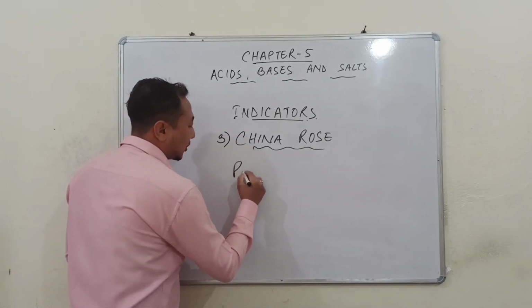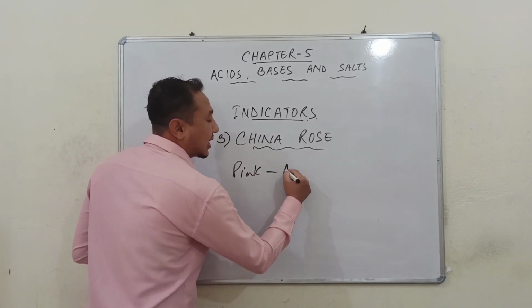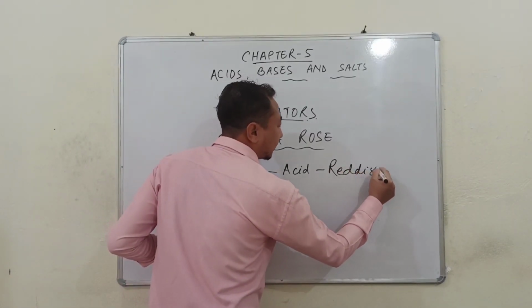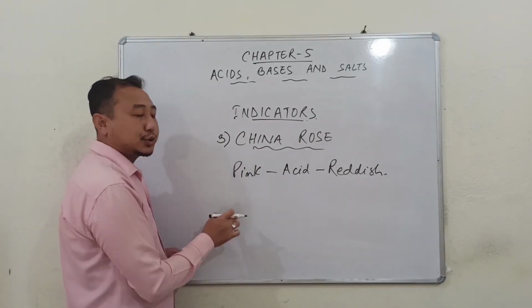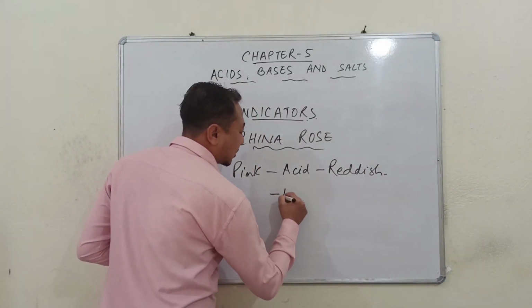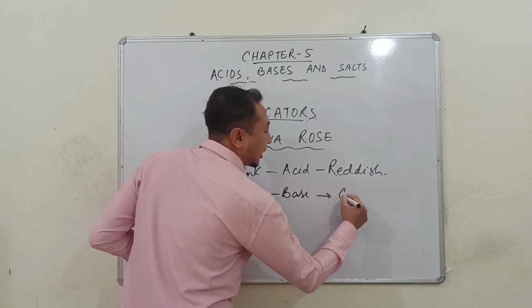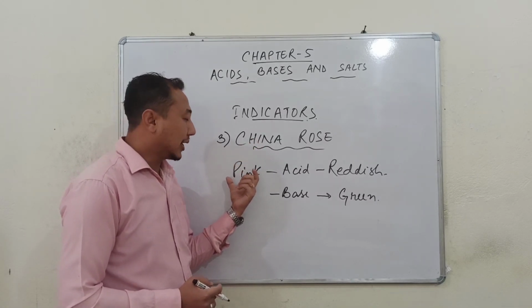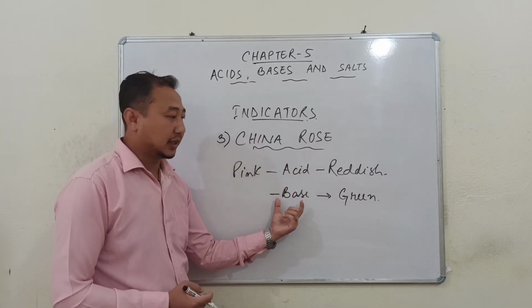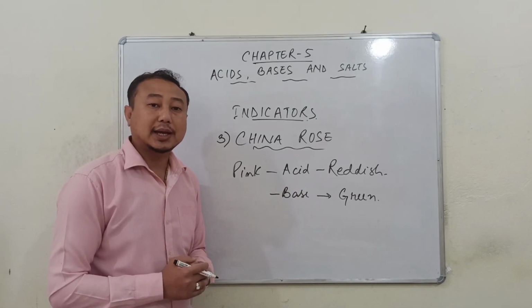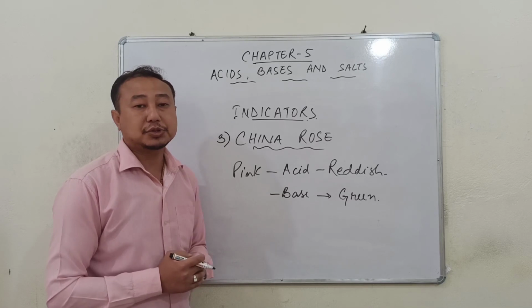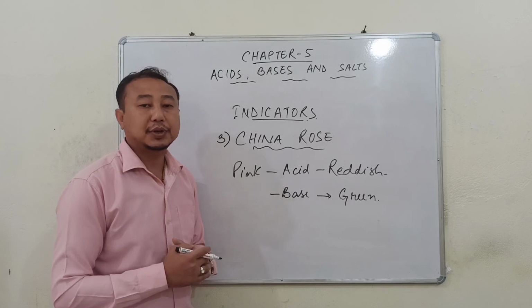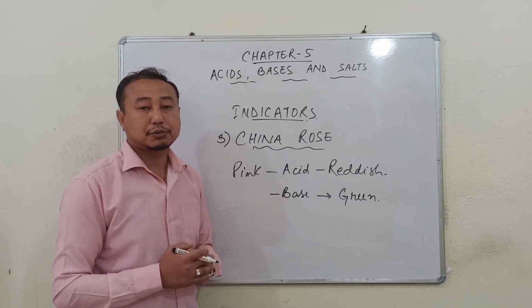The pink China rose solution, when it is mixed with an acid, will change into a reddish color. But the same pink solution of the China rose extract, if it is mixed with a base, then the color will change into green. So as the China rose solution changes its color when it is mixed with an acid or a base, we can use the extract of the China rose as an indicator. And it is one of the most common. But one thing is that the China rose bears flowers in a particular season. Because of that, we cannot rely on the solution of the China rose throughout the year.